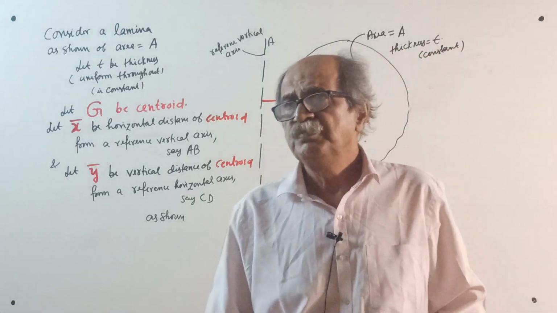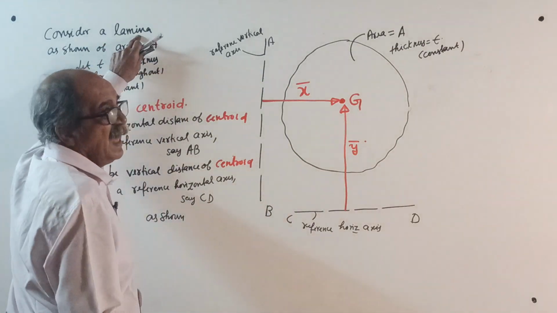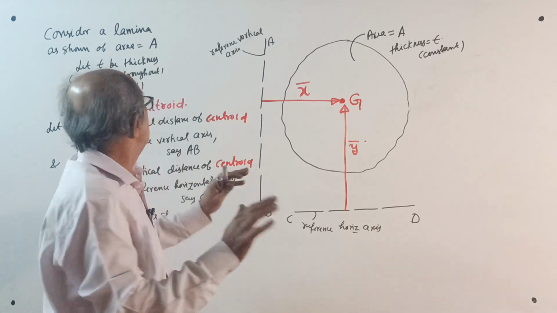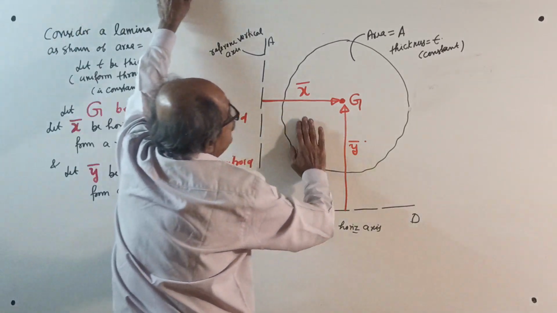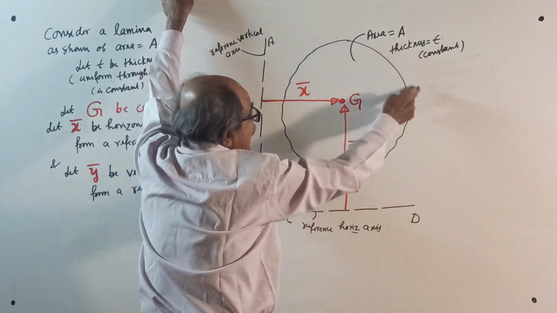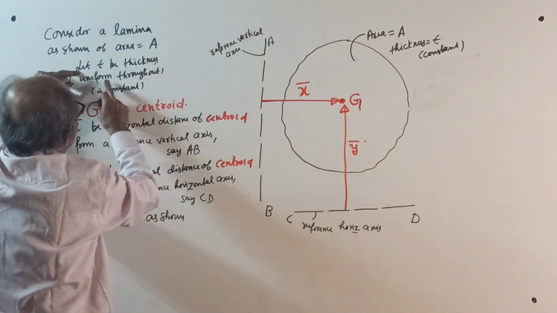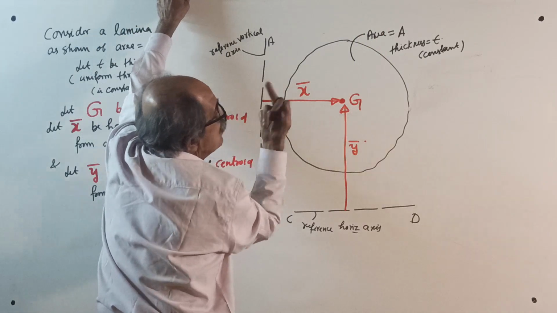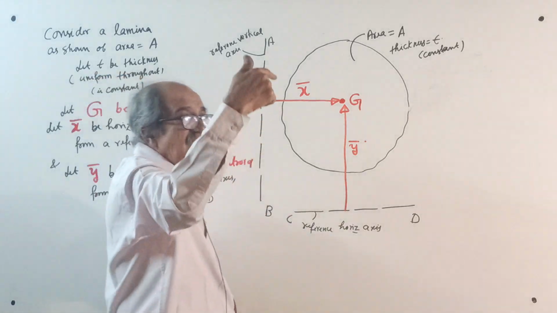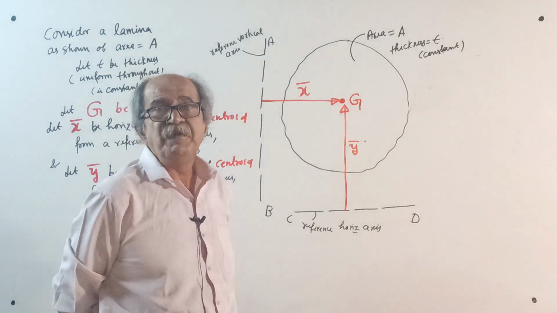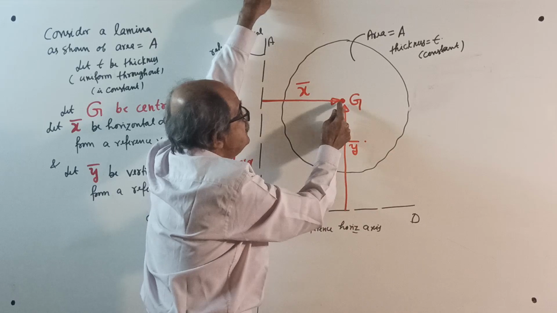Now, seriously go through. Consider a lamina. Lamina means plain area. You write it. As shown, of area equal to A. See, total area, irregular shape, any random shape, area equal to A. Let T be the thickness, uniform throughout, that is constant. Let G be the centroid. Inside the body there will be the center of gravity, and its projection here in the lamina or in this area is G.